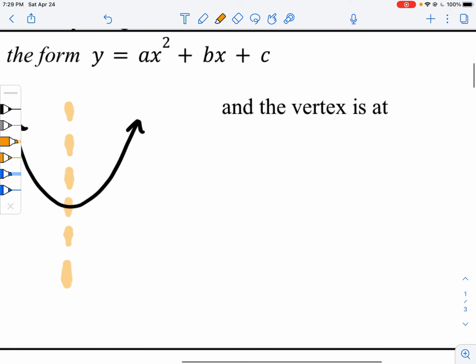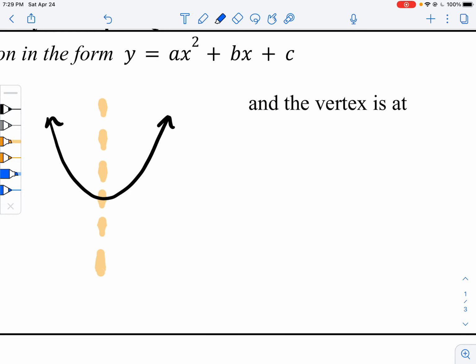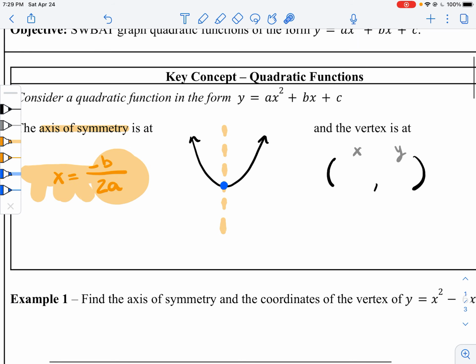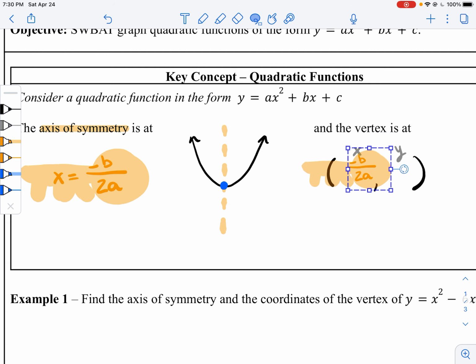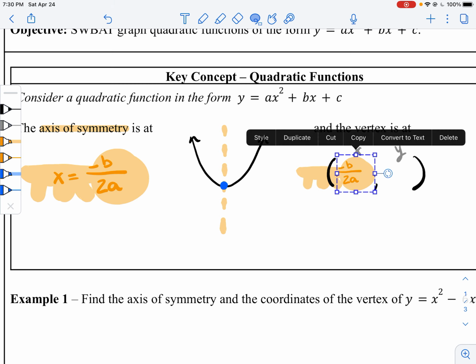Now the vertex, remember, is the point where it changes directions. It's the point where the parabola meets the axis of symmetry. Now what do you notice about this? Well, first of all, it's a point, so it has to have an x value and a y value. But what do you notice? It's on the axis of symmetry, which means we take this key idea, and that's our x coordinate.